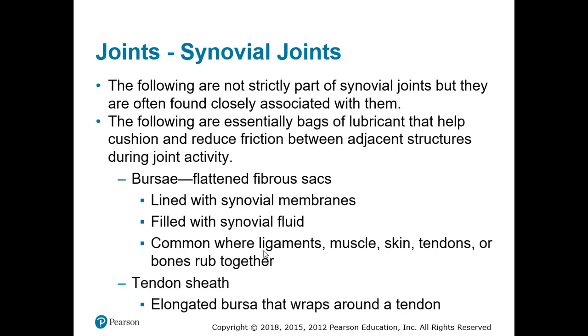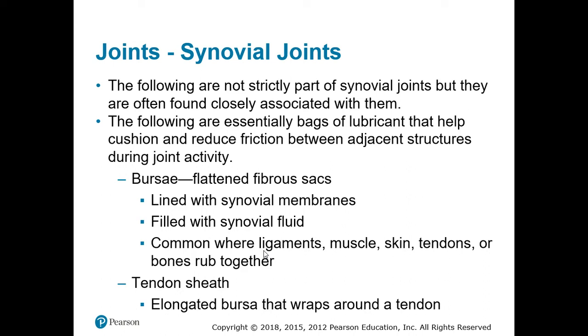The following are not strictly parts of the synovial joints, but they are often found closely associated with them. They are essentially bags of lubricant that help cushion and reduce friction between adjacent structures whenever that joint is moving. So you might have heard the term bursae. These are flattened fibrous sacs located around synovial membranes, and they're filled with synovial fluid. They're common wherever ligaments, muscles, skin, tendons, or bones rub together.